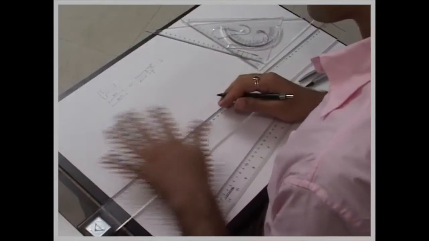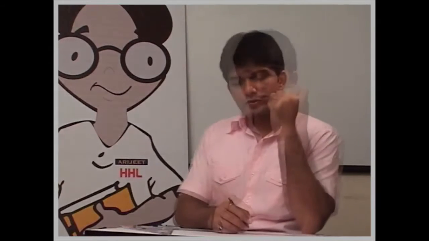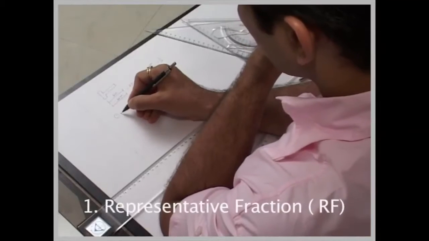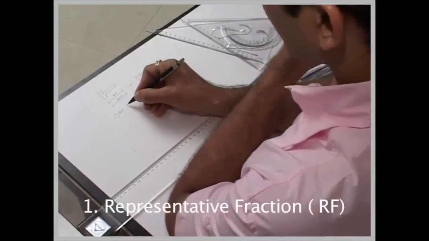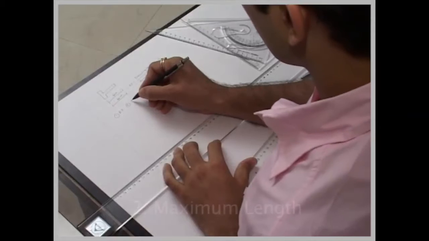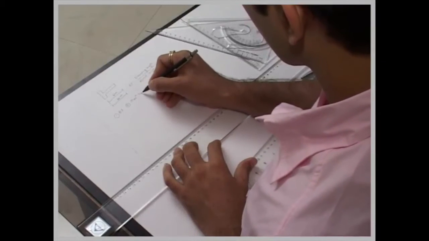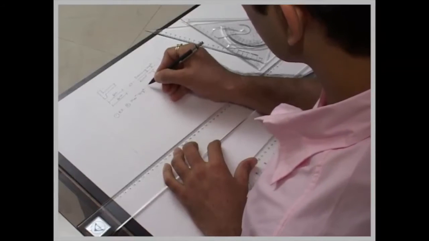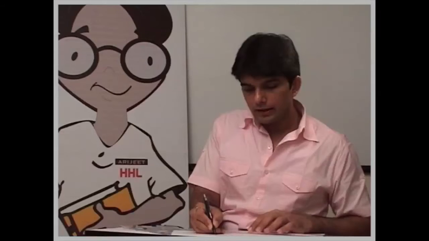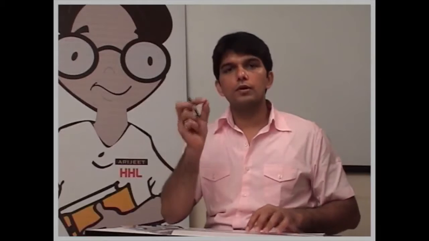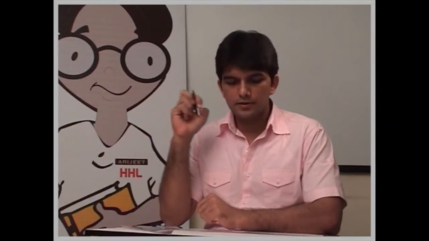Now I'll explain the basic concept. Whenever you want to start any scale diagram or solve any scale sum, you should know three things. First is RF. Second is maximum length. And third is units. That means in which unit you want: meter, decimeter, centimeter and so on.